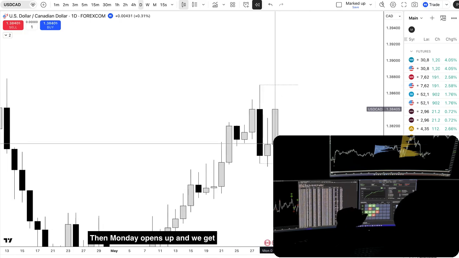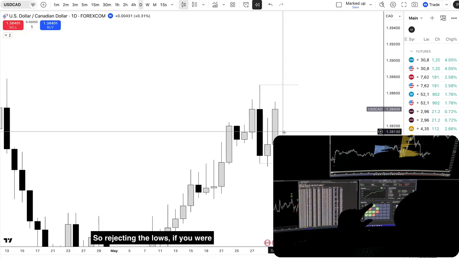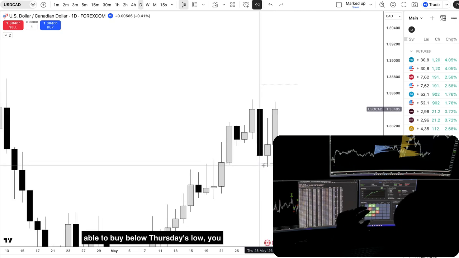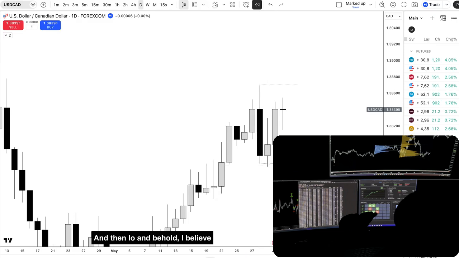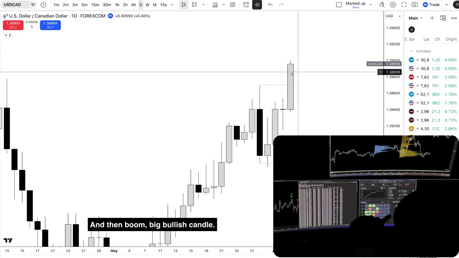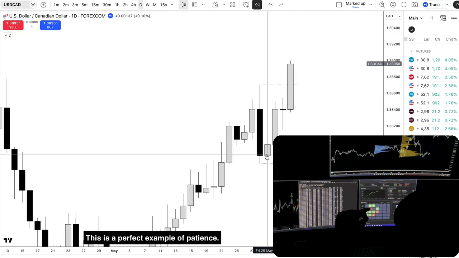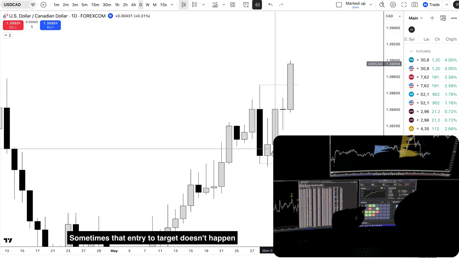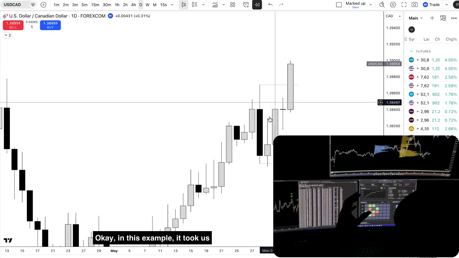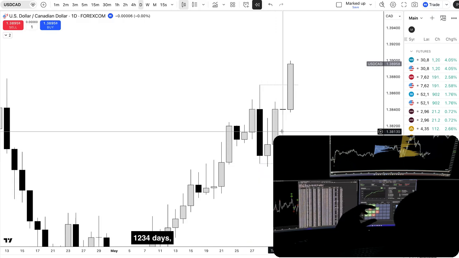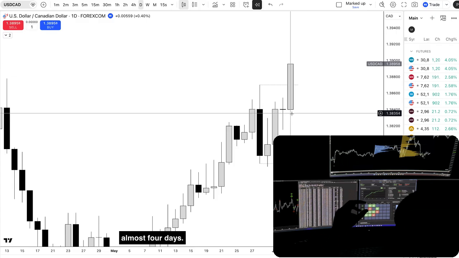Then Monday opens up and we get a great bullish candle to the upside, so rejecting the lows. If you were able to buy below Thursday's low, you can hold on to that position. And then, lo and behold, I believe the next day, we don't hit it yet, and then boom, big bullish candle. This is a perfect example of patience. Sometimes that entry to target doesn't happen in a single day of price action. Okay, in this example, it took us 1, 2, 3, 4 days, almost 4 days.